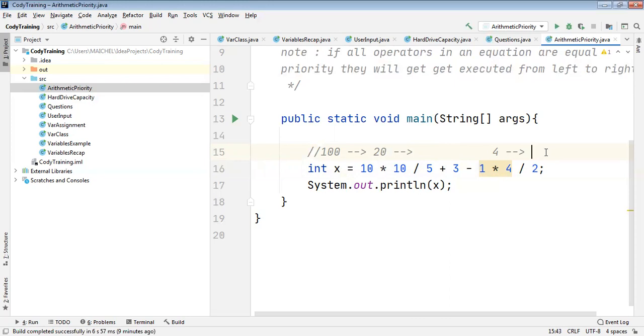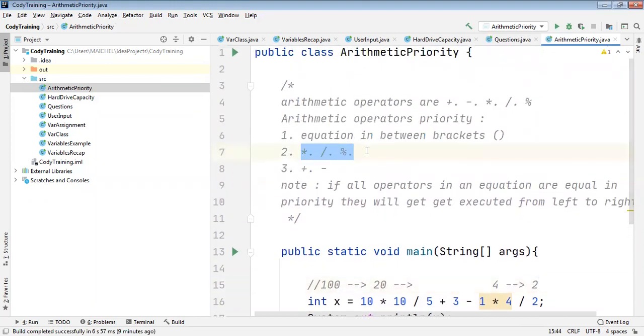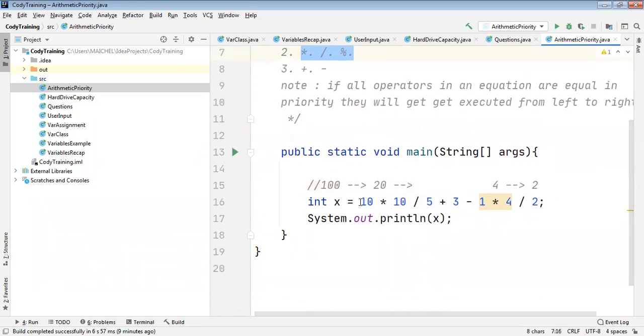4 divided by 2. 2. Okay. So now we are done with the higher priority operators. So let's go back to the left and start execution of the lower priority operators like the plus and minus. The result of all that was 20. So 20 plus 3 is 23.